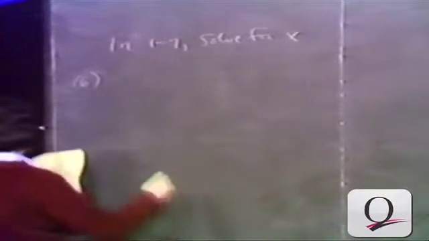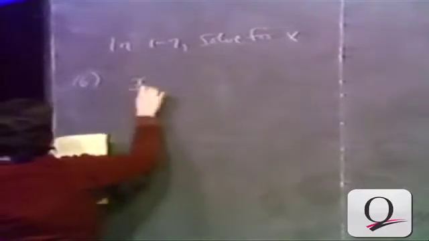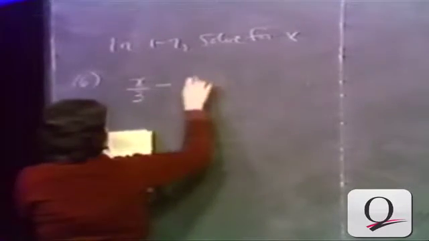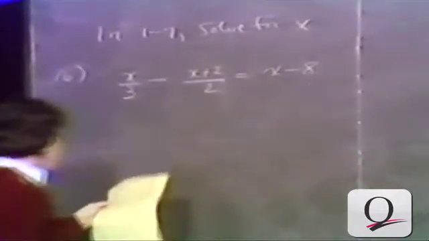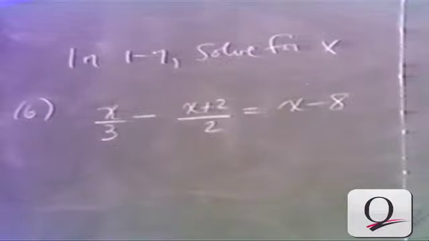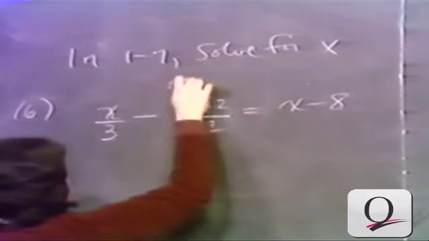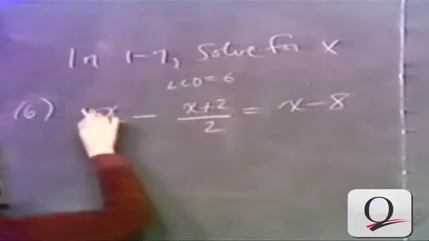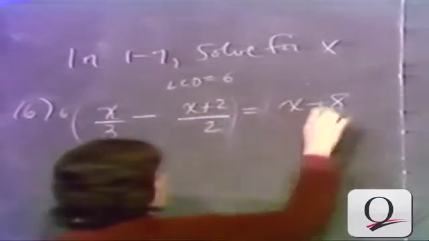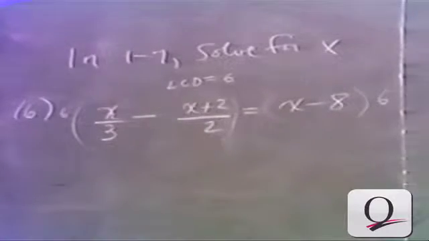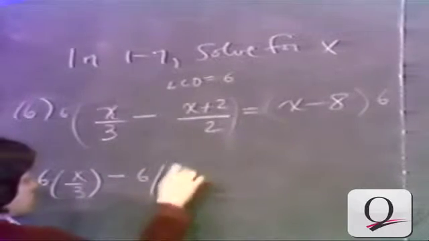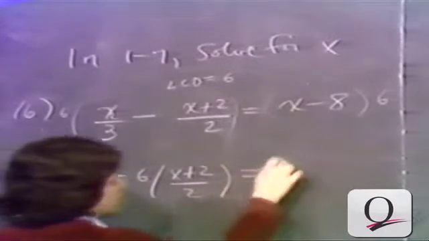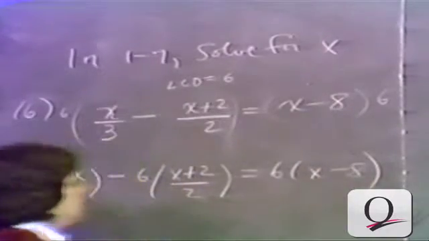Okay, in problem number 6, we have the following equation involving fractions. We have x over 3 minus x plus 2 over 2 equals x minus 8. And once again, to handle this, we'll simply multiply both sides of the equation by the LCD, which happens to be 6, in order to clear fractions. So we'll have 6 times x over 3 minus 6 times x plus 2 over 2 equals 6 times x minus 8.